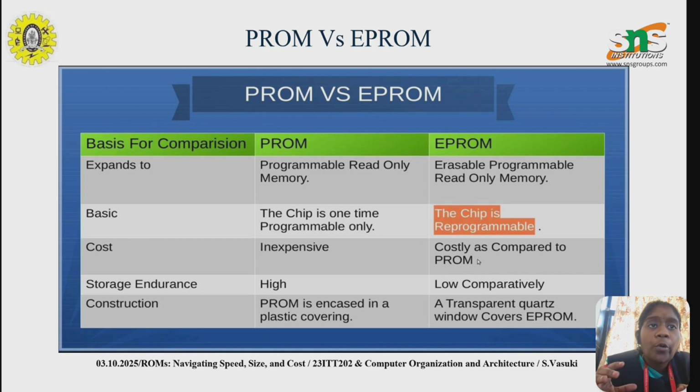The cost of PROM is cheaper because it can be programmed only once. But EPROM is more expensive due to its reprogramming feature. Storage endurance of PROM is high because data stays permanently. EPROM has lower endurance since it can be erased and rewritten several times, which wears it out. The construction of PROM is enclosed in a plastic cover, and EPROM has a transparent quartz window on the top to allow UV light, that is ultraviolet light, for erasing the data. In short, PROM is one-time programmable memory, while EPROM can be erased and reused multiple times.